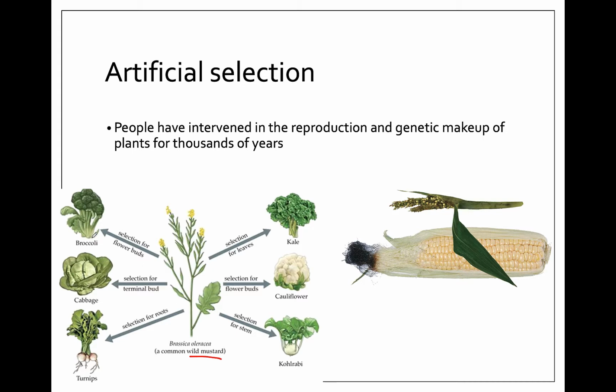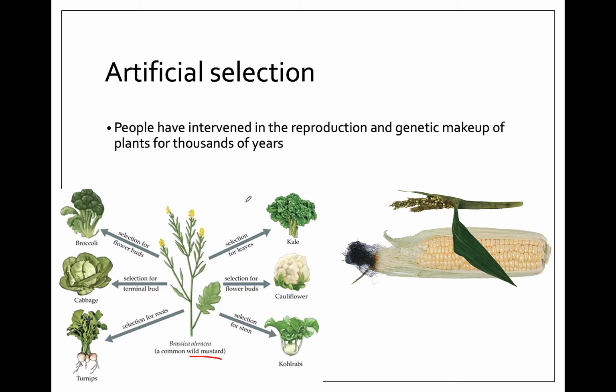So you can see broccoli is the selection of flower buds. Cabbage came from the selection of terminal buds. Turnips came from the selection of roots. Kohlrabi from the selection for stems. Cauliflower from flower buds. And then kale from the leaves. So all 6 of these very nutritious plants come from wild mustard.